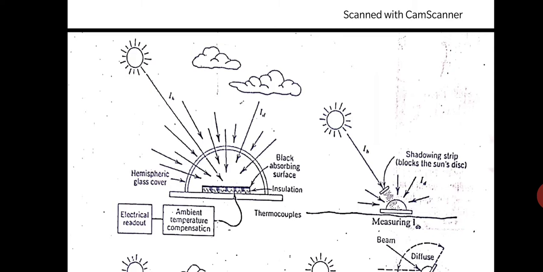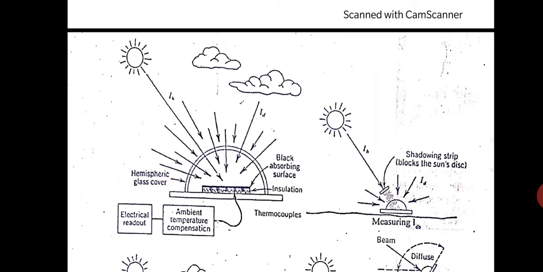There is a black absorbing surface. You can see in the center there is a black absorbing surface which is connected to the ambient temperature compensation and then electrical readout. And it has got a glass cover. This hemispherical glass cover is there. So this device, as good as our hands, we keep in the sun.